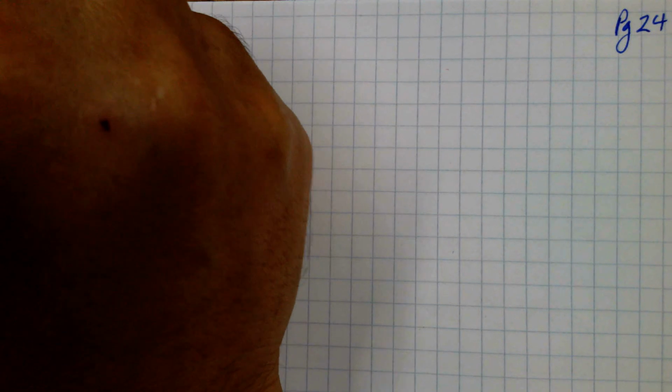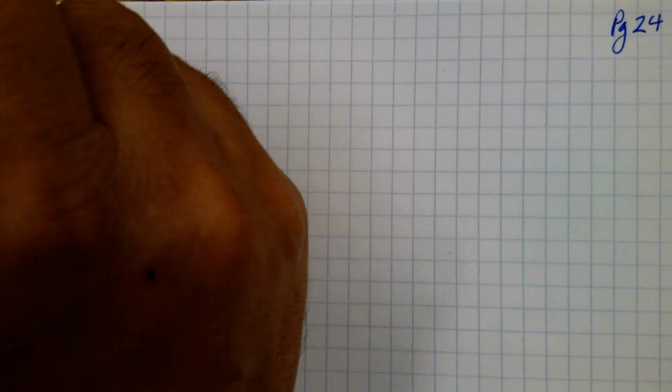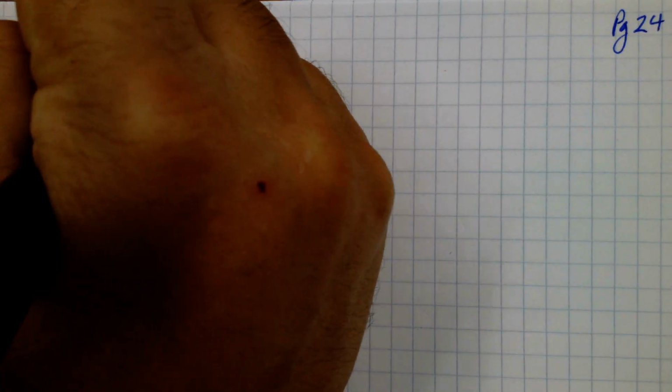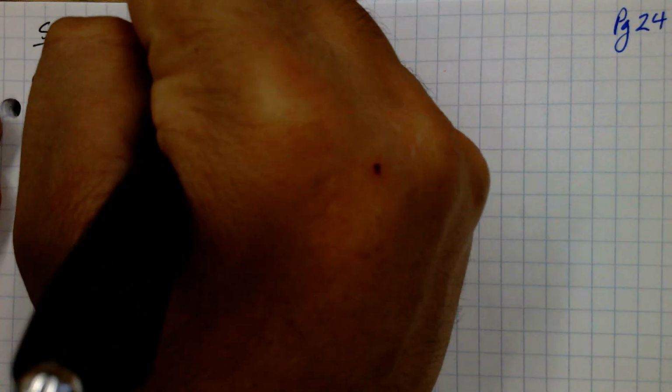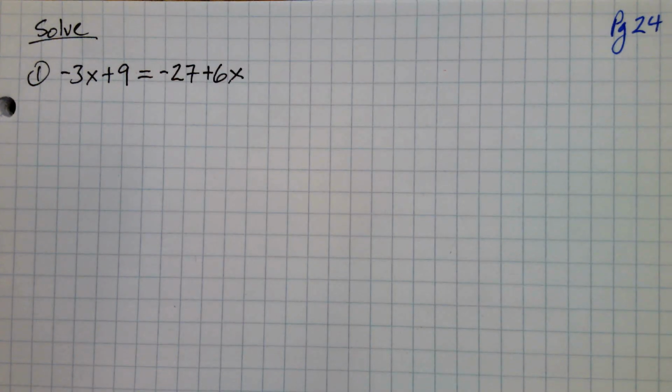Okay, page 24. We're going to solve some equations. And these are going to have variables on both sides. So we're going to solve. Okay? So let's start off with one. Okay, so whenever you have an equation from now on, these are multi-step equations, so it's not going to be one step or even two steps. This is what I want you to do.